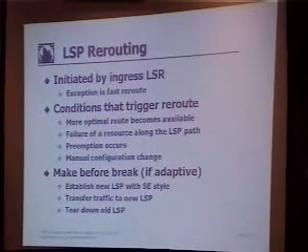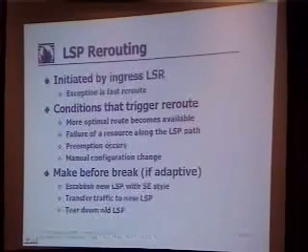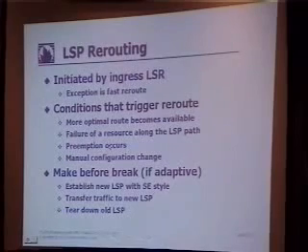This is LSP. This is just a listing of some of the events that might happen in your network to cause an LSP to reroute. We talked about optimization, which on our box is off by default, so that might cause a reroute. We talked about failures. We talked a little bit about preemption. So another LSP comes along that has a better setup priority than my hold priority. It'll preempt me, and therefore I'll have to reroute.